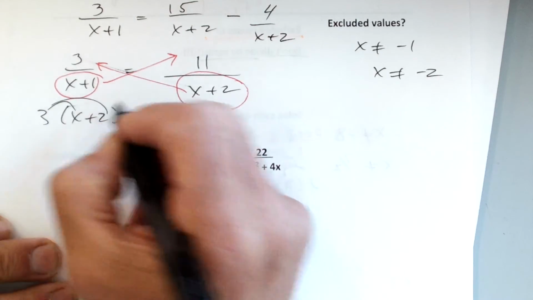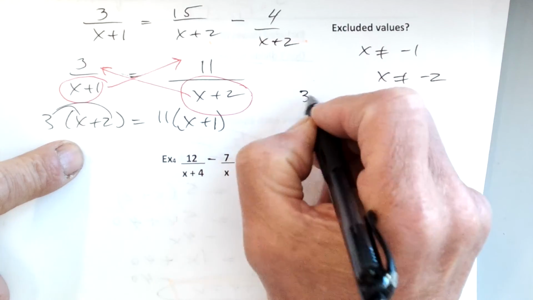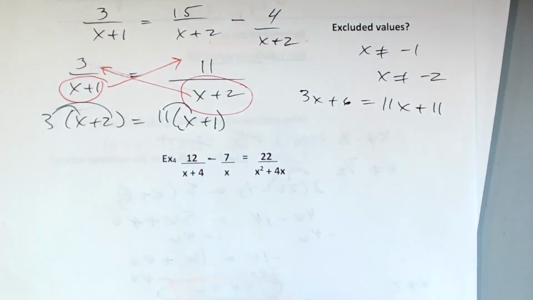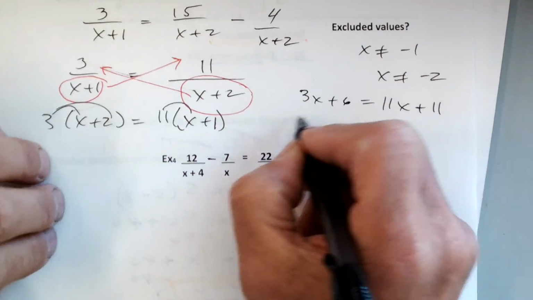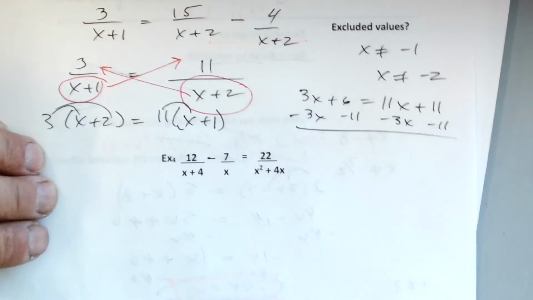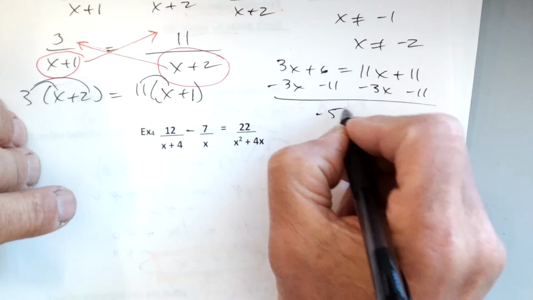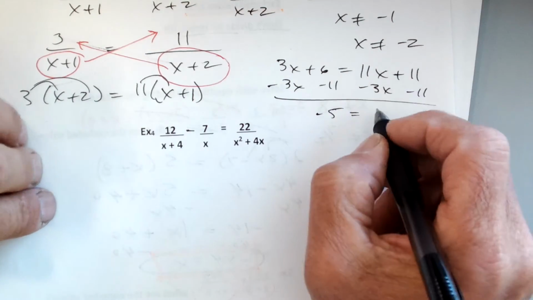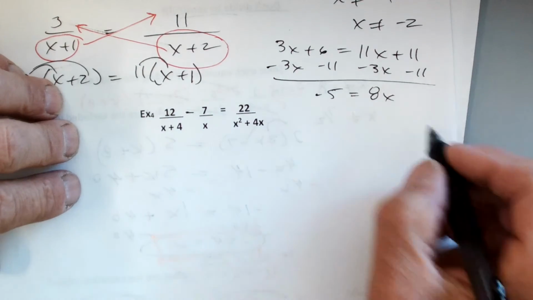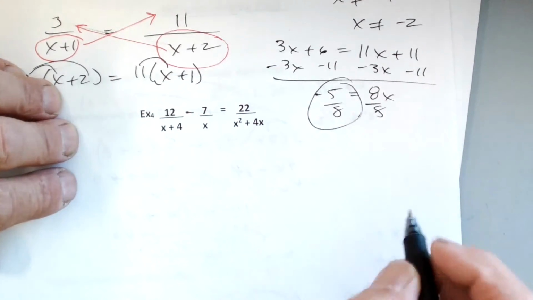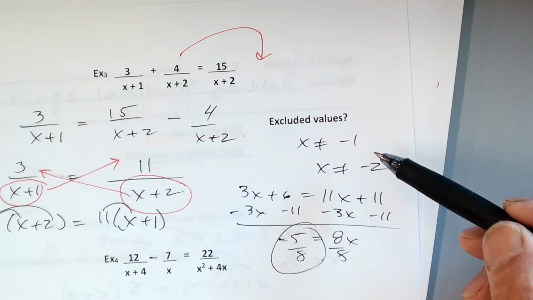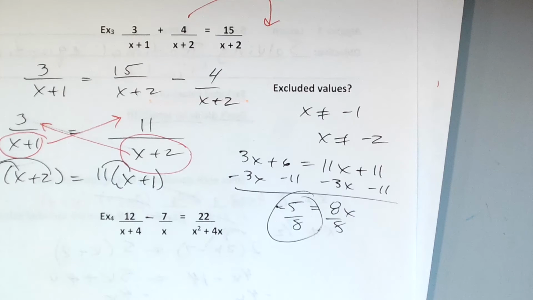So then I'm going to get, I better squeeze it over here, I'm going to run out of room. I'm going to get 3x plus 6 equals 11x plus 11, right? Minus 3x, right? I may as well go minus 11, save myself a step or two. And I'll have negative 5 equals 8x. Okay. Divide by 8, and I get negative 5/8. Well, is that okay? Yeah, that's okay. The only two answers it cannot be are negative 1 and negative 2, so that answer is good. I like that answer, okay?